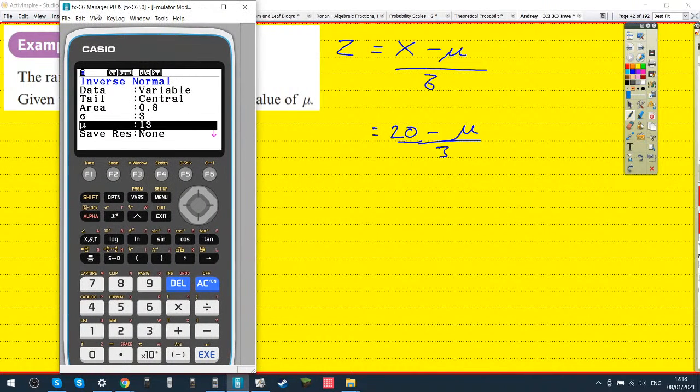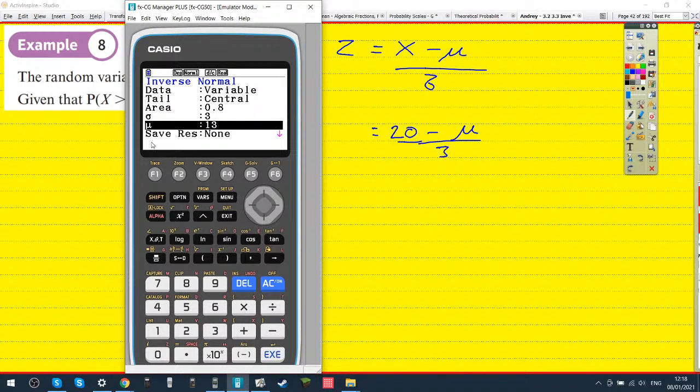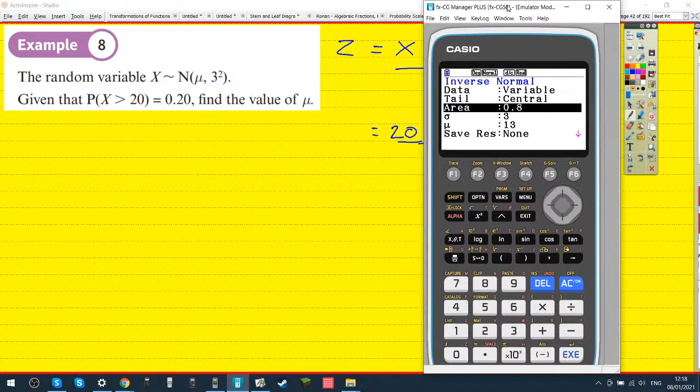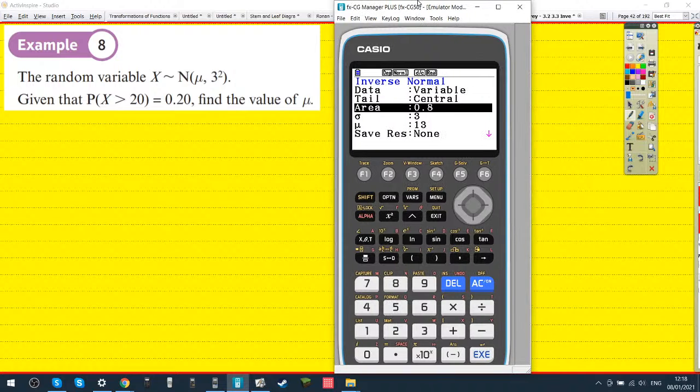So we need the Z value. Here's how we do it. What is the tail if it's greater than 20? So that's going to be 0.20 or 0.2. For the standard normal, what would the standard normal stuff be? Is that like upper and lower? No.